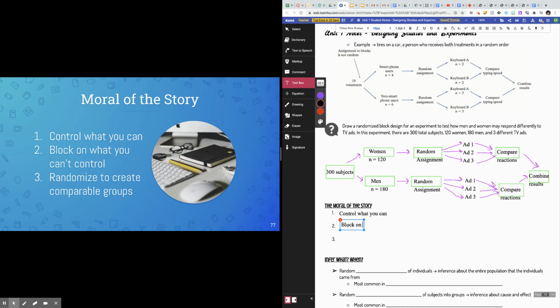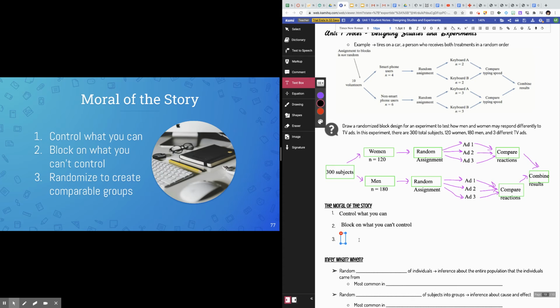Block on what you can't control, right? Oftentimes we can't control the age or location or gender or occupation or lots of things that we can't control, especially when people volunteer to participate in experiments. So if we think that those variables that we can't control are going to affect our outcomes in some way, we need to block on those variables.